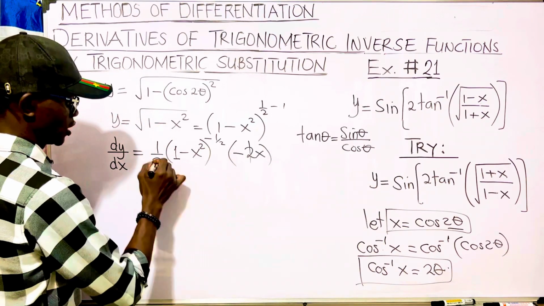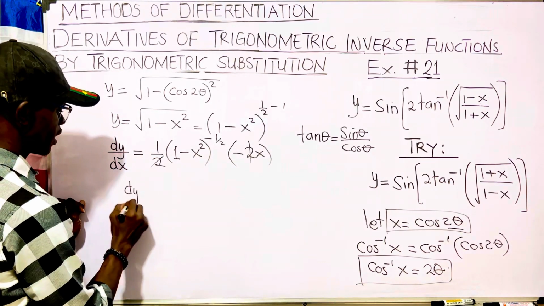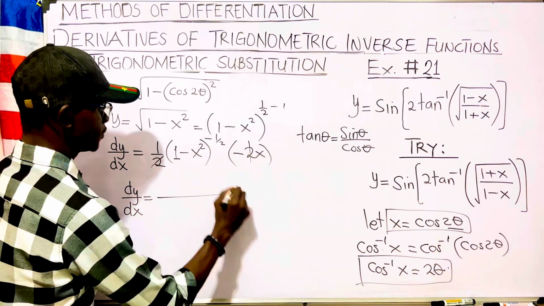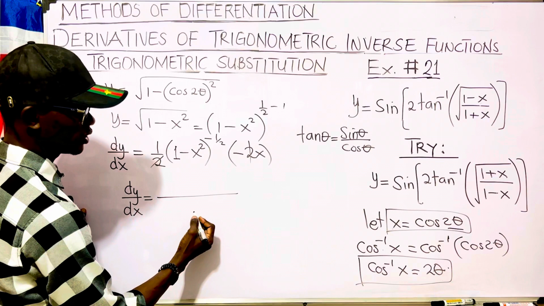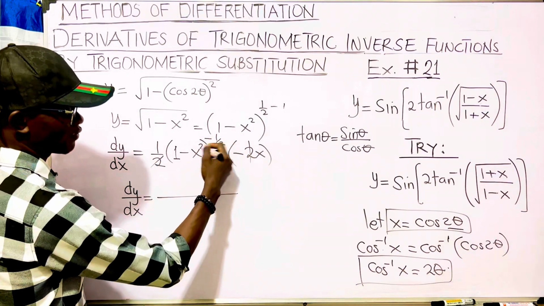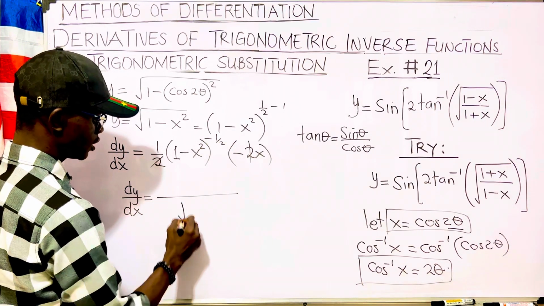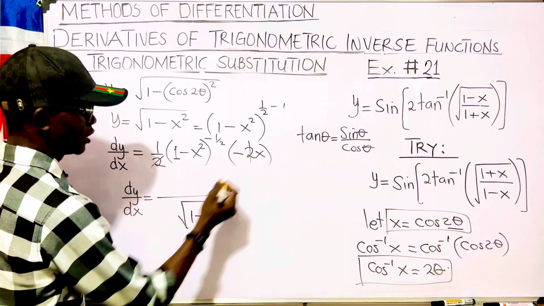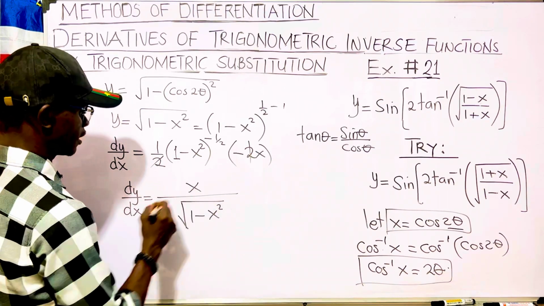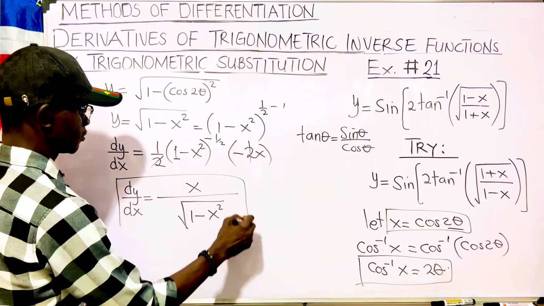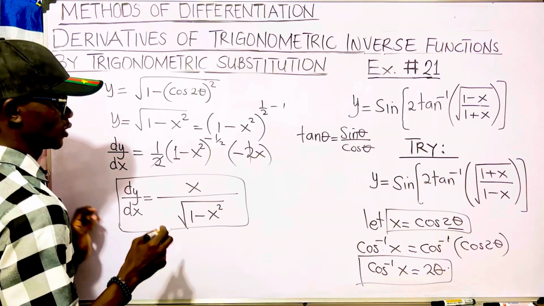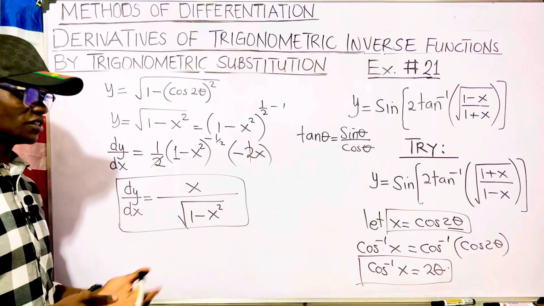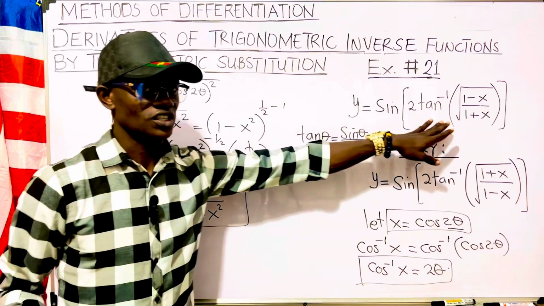So you see that this 2 can cancel this 2. We have dy by dx is just equal to, now this is negative, when it goes in the denominator it becomes positive. Because it is half, it's still the square root. So we say the square root of 1 minus x squared, and in the numerator now we have x.